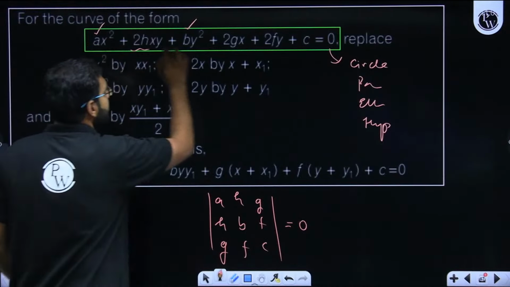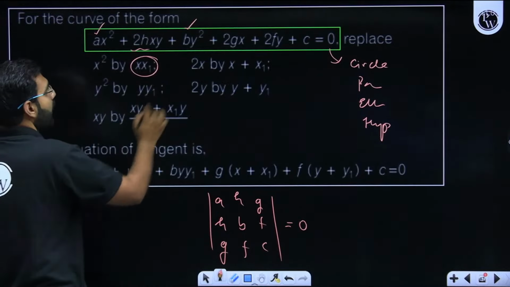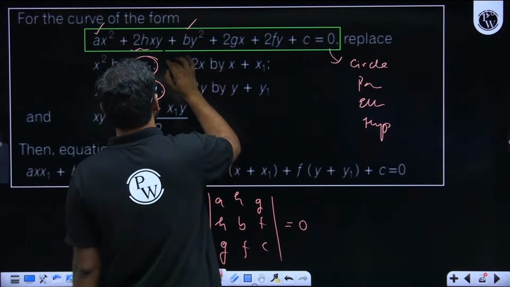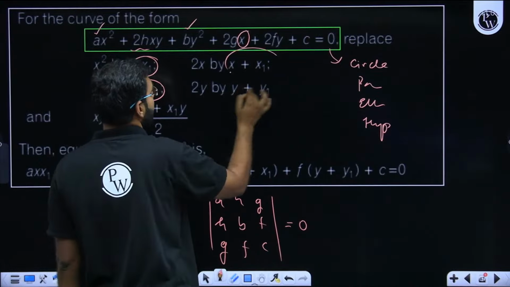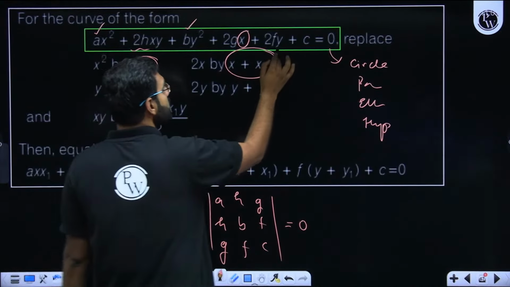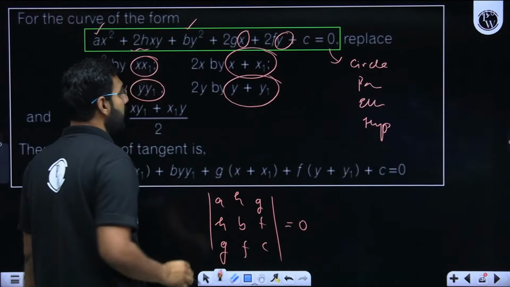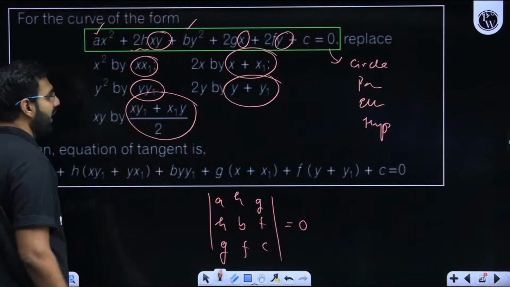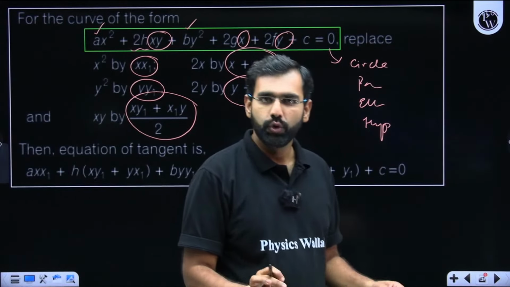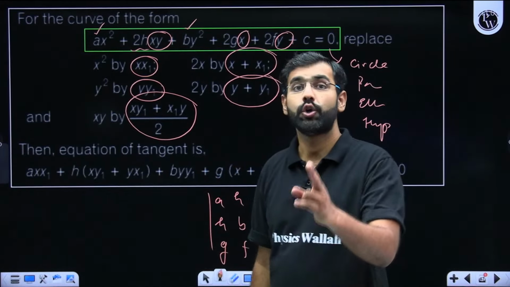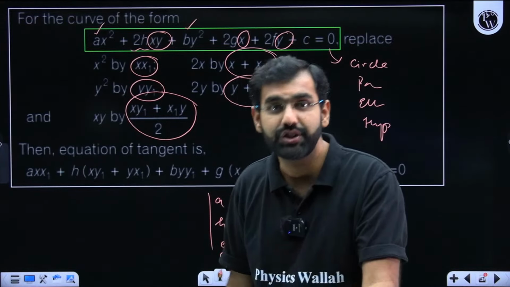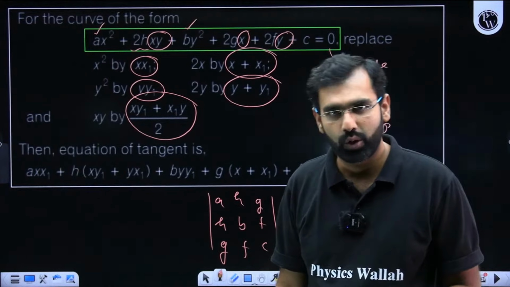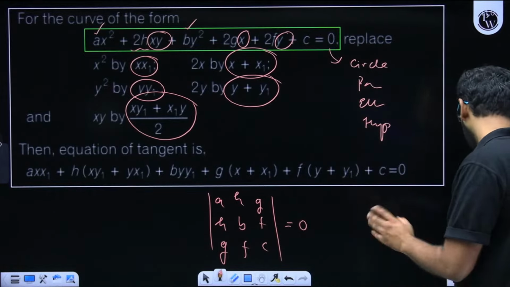X square in this equation should be replaced by xx1, y square by yy1, x by x plus x1 by 2, y by y plus y1 by 2, and if you see a term in xy, you should replace it by xy1 plus yx1 by 2. If you do that, you get the equation of the tangent to this curve at the point x1, y1. Did you understand all what I've said? Everybody with me on this, all the participants?